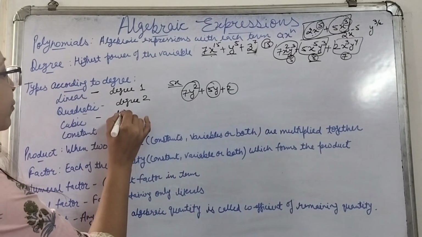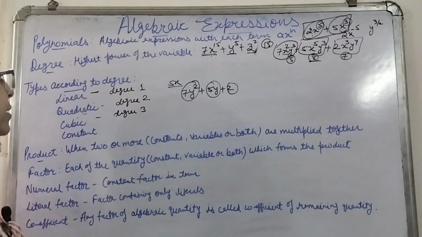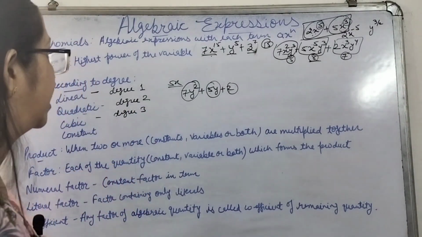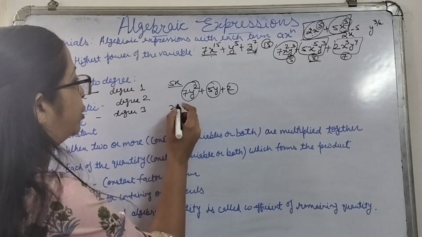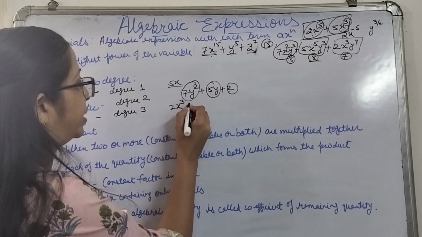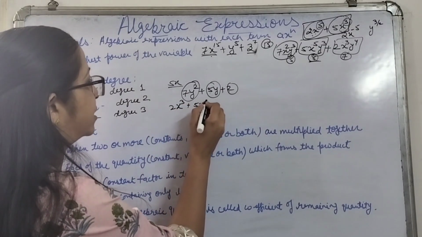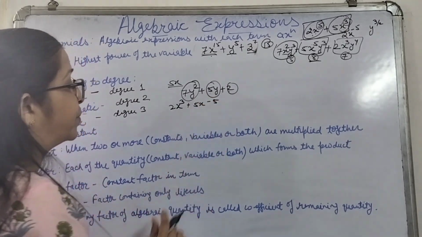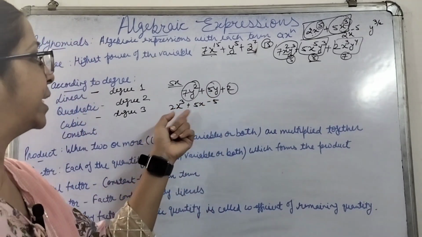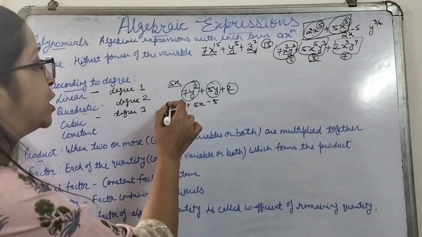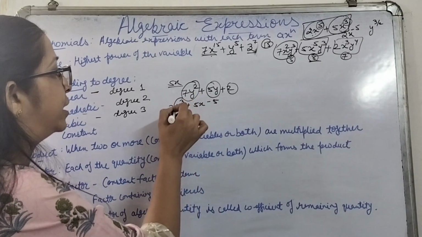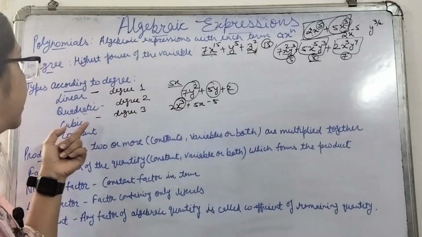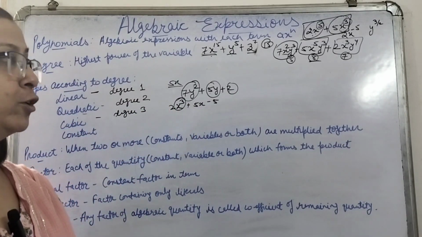If the degree of the polynomial is 3, then such types of polynomials are known as cubic polynomials. Like if we are going to take an example, 2x raised to the power 3 plus 5x, or minus 5. If this is a polynomial, in that case we can see over here that the highest power of the variable is 3. That's the reason the degree of this polynomial is 3, and this is an example of a cubic polynomial.